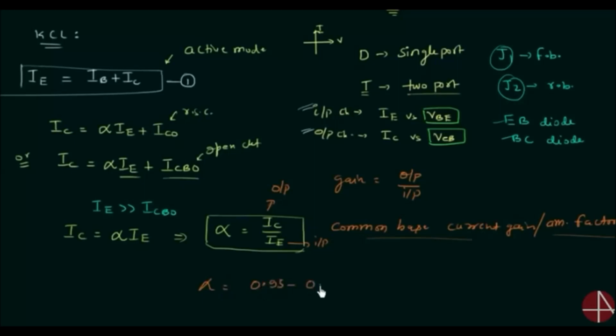Alpha is between 0.95 and 0.98. This implies 95% to 98% of the emitter current is the collector current. And this also implies there is 5% recombination in base, or in this case 2% recombination in base, and base current IB is equal to (1 minus alpha) times IE. So these are the important relations that you must note down, and I think this is all for this lecture.